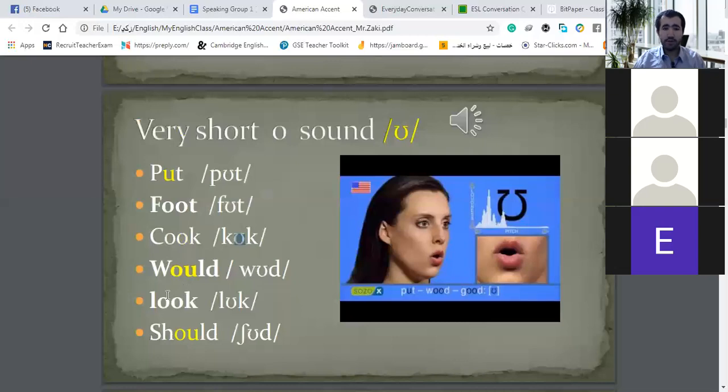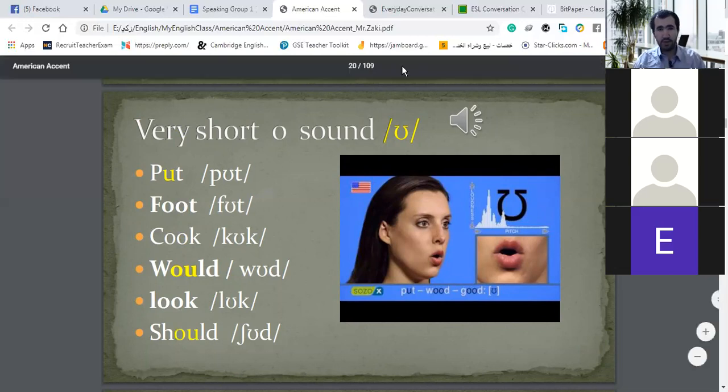Look, should. Okay. So more difference, absolutely different sounds, three different sounds. That's why I wanted to compare the three different sounds.